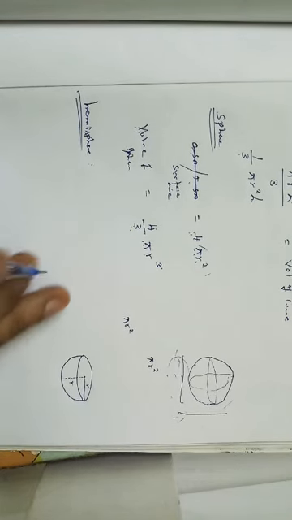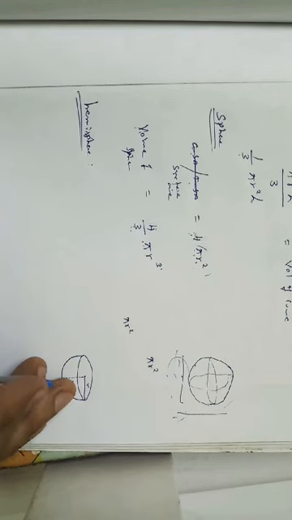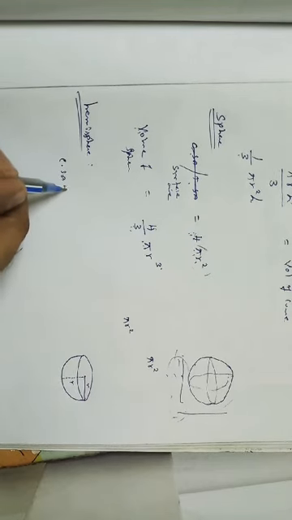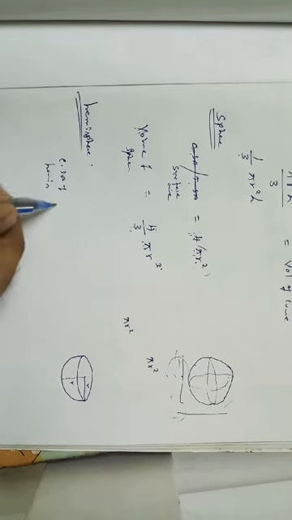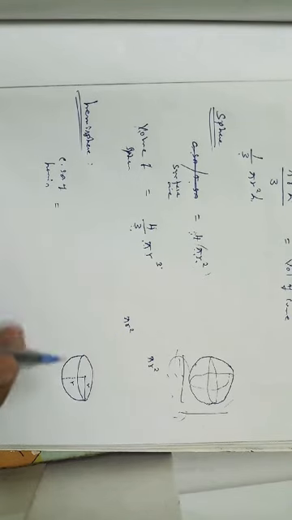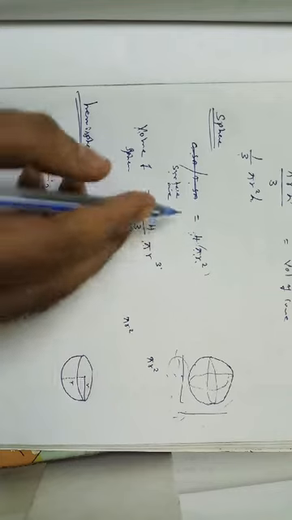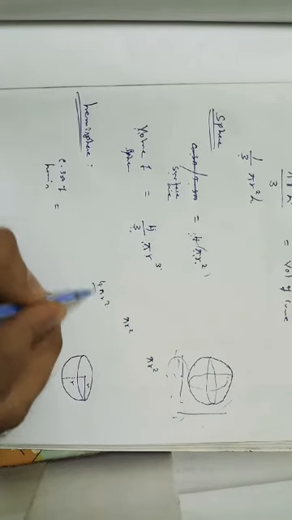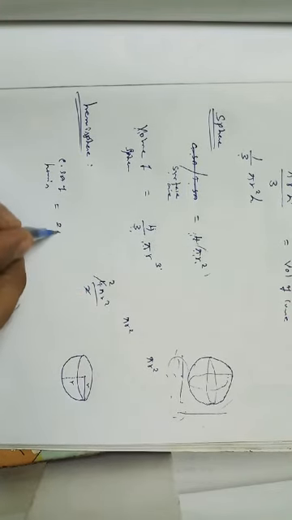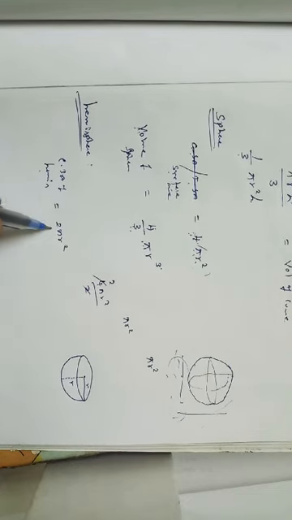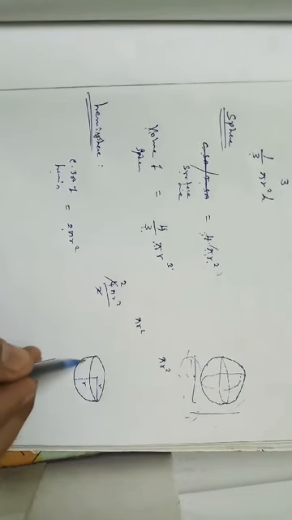Hemisphere is nothing but half of the sphere. First I want to find the CSA of the hemisphere. CSA of a hemisphere is half of the sphere's. So what is the CSA of a sphere? 4 pi r square. Half means 4 pi r square divided by 2, which is 2 pi r square. So the CSA of a hemisphere is 2 pi r square, right?